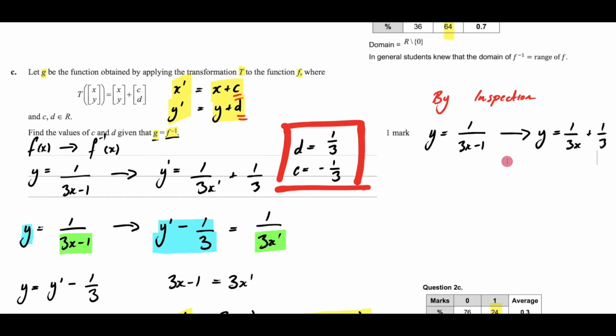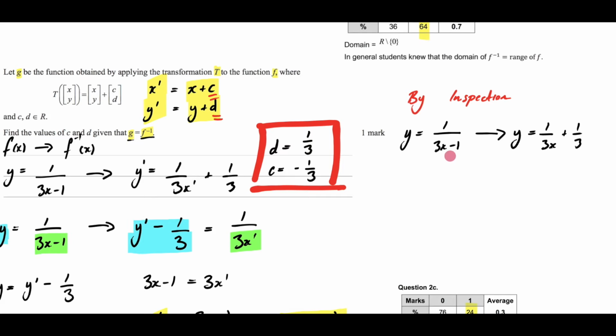Well, knowing this, what we could say is that I could rewrite this as 1 over 3x minus 1 over 3. And that is being turned into simply what we have here. So let me just copy that down. Now that I have it written in this form, it's quite clear what's going on.